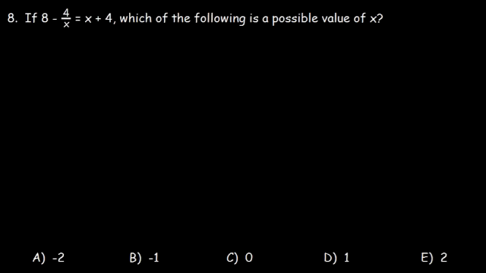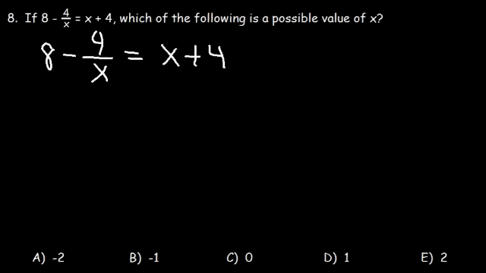Number 8. If 8 minus 4 over x is equal to x plus 4, which of the following is a possible value of x? So we just have to solve for x in this problem. So let's begin. What's the first thing that you think we should do? How would you solve for x in this expression? The first thing that I would personally do is try to eliminate any fractions before I try to solve the equation.